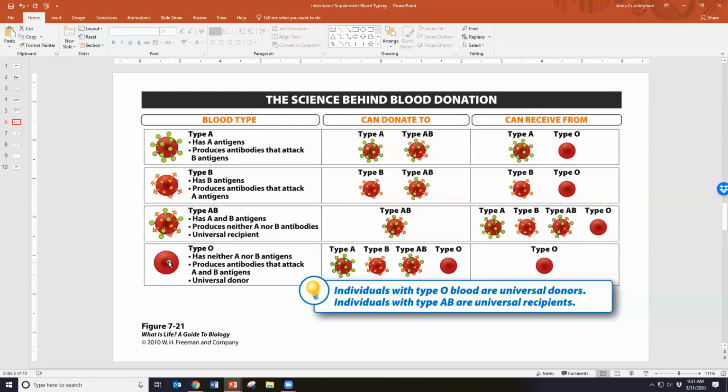However, they are restricted with who they can receive blood from. And that's because they have no antigens on the cell surface, so they recognize both A and B as foreign antigens. What that means is they cannot receive type A blood, type B blood, or type AB blood, because all of those would be recognized as foreign. So the only blood that type O can receive is type O, right?